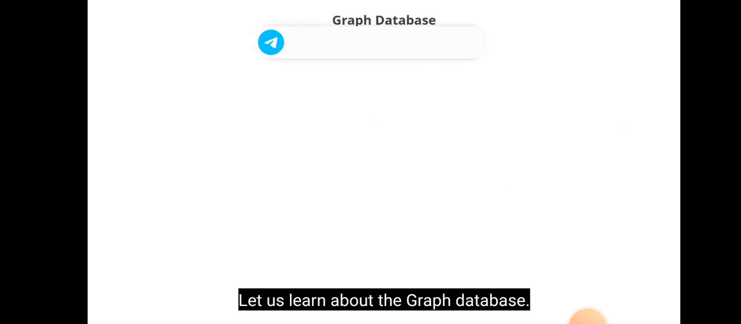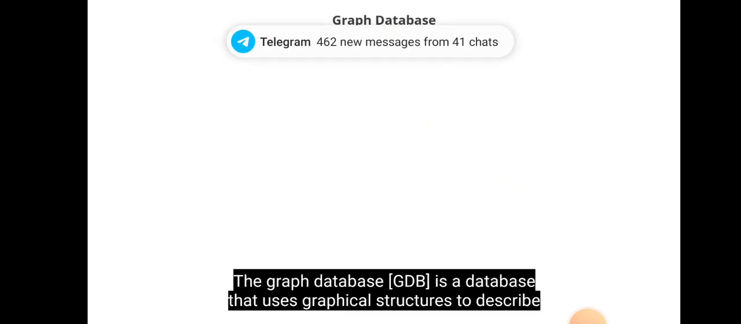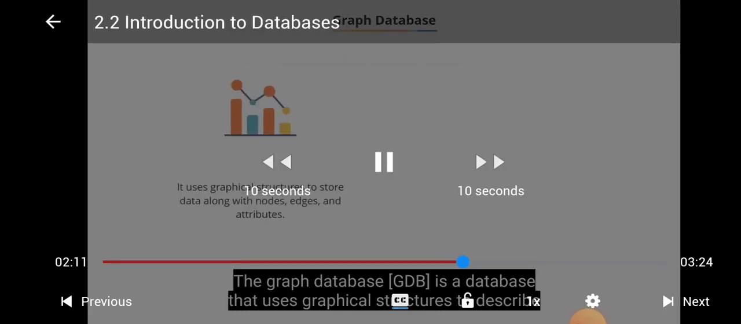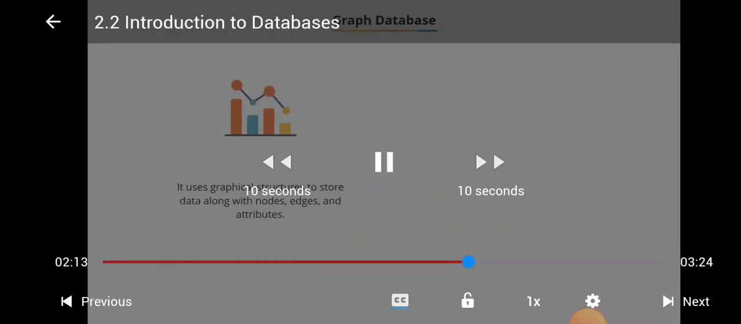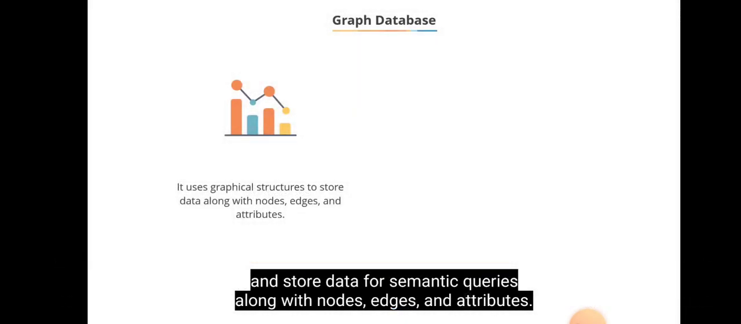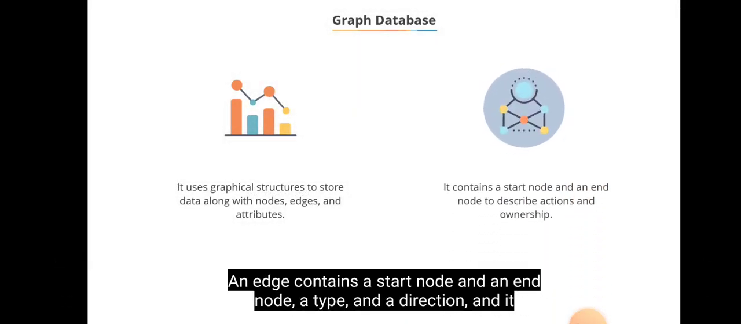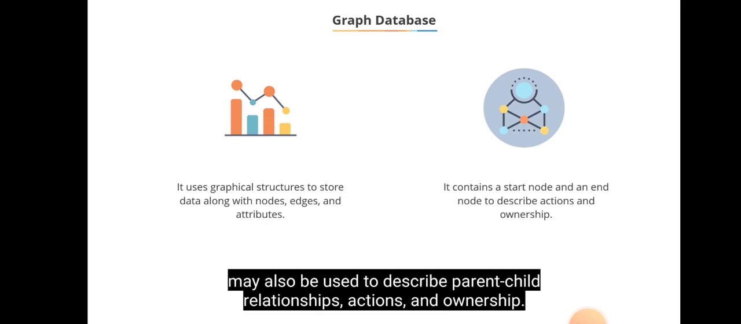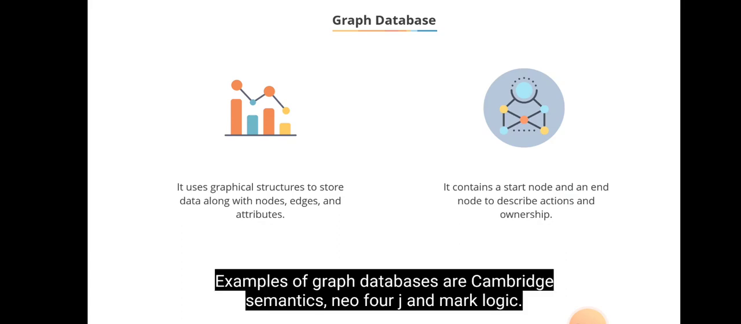Let us learn about the Graph database. The Graph database, GDB, is a database that uses graphical structures to describe and store data for semantic queries, along with nodes, edges, and attributes. An edge contains a start node and an end node, a type, and a direction, and it may also be used to describe parent-child relationships, actions, and ownership. Examples of graph databases are Cambridge Semantics, Neo4j, and MarkLogic.